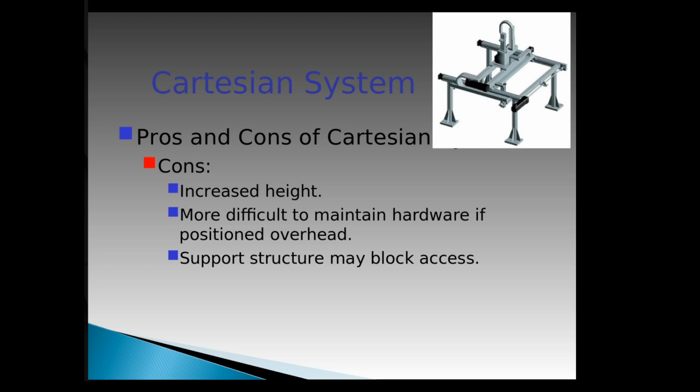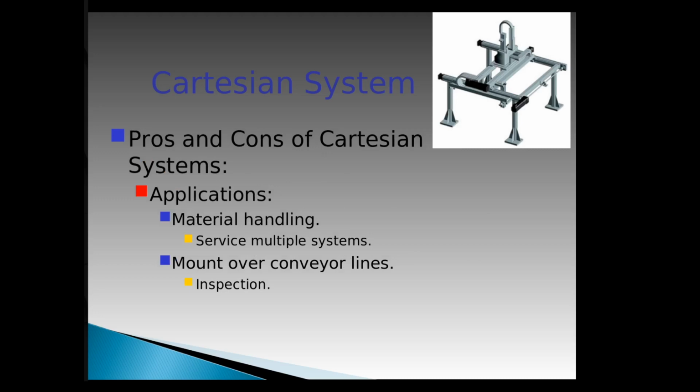Alright, so some cons there. Usually these systems are increased height from what an articulated robot might be. They're more difficult to maintain, especially if it's a very tall one, that to get up there and maintain it, you're going to have to be up on a ladder or scaffolding or something, which is more difficult to work on. And also the support structures may be blocking, they're obstacles that you'll have to work around when you're working within the cell or trying to move things around.